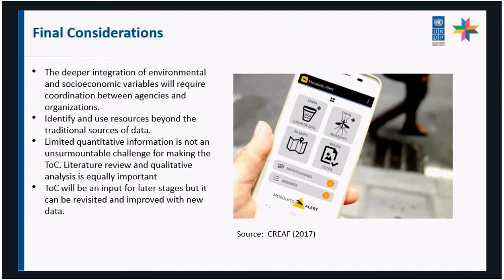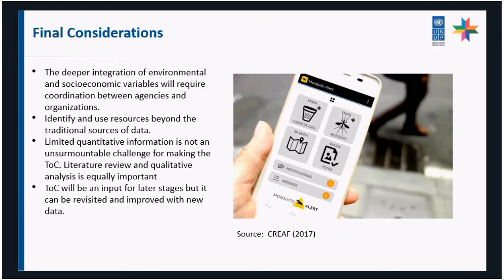The idea is also to try to identify resources beyond the traditional sources of data. We've been talking about census data, surveys, and administrative registries, but there are also scientific repositories of data, geographic information, and even apps which have been created lately to get some data in what is being called citizen science.